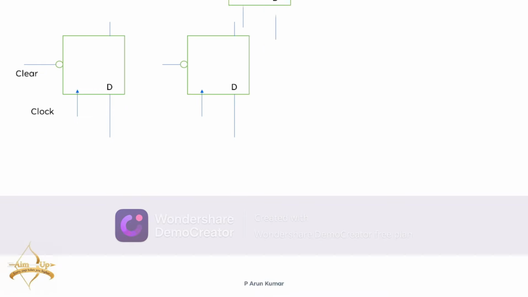To design this 4-bit universal shift register, basically I'm taking one D flip flop. In this D flip flop, there is one input and one output. Other than this, we are giving a clock signal for this D flip flop and a clear signal also. I'm taking an active low clear signal over here. Like this D flip flop, I'm taking 4 D flip flops.